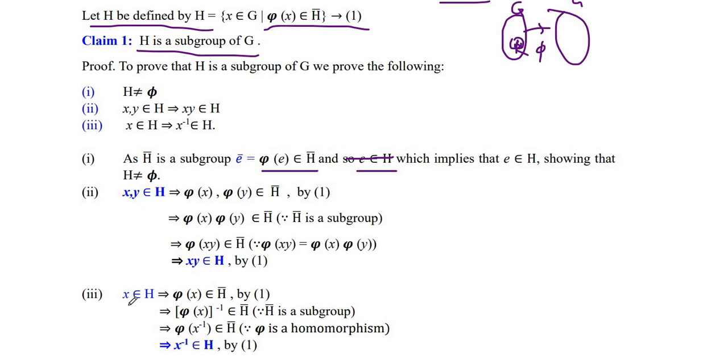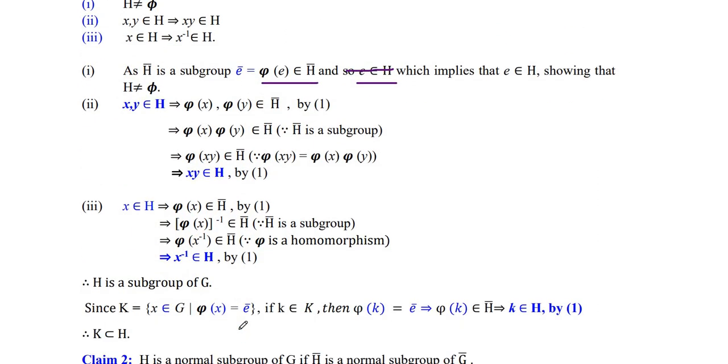And for the inverse, we'll consider an element X in H. If X is in H, by the definition of H, phi of X should be there in H bar. And because H bar is a subgroup, the inverse of this element should also be present in H bar. But because phi is a homomorphism, phi of X, the whole inverse is phi of X inverse. And whenever phi of something is in H bar, that something should be there in H. That's by 1. So your X inverse is in H. So that proves that H is a subgroup of G.